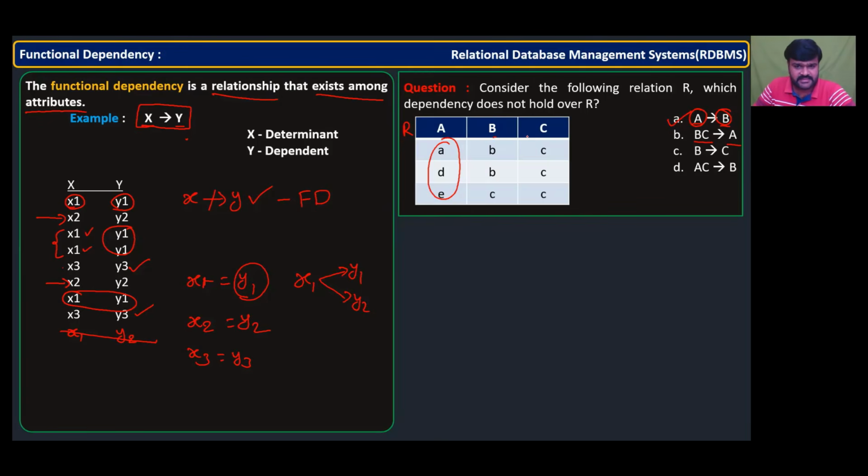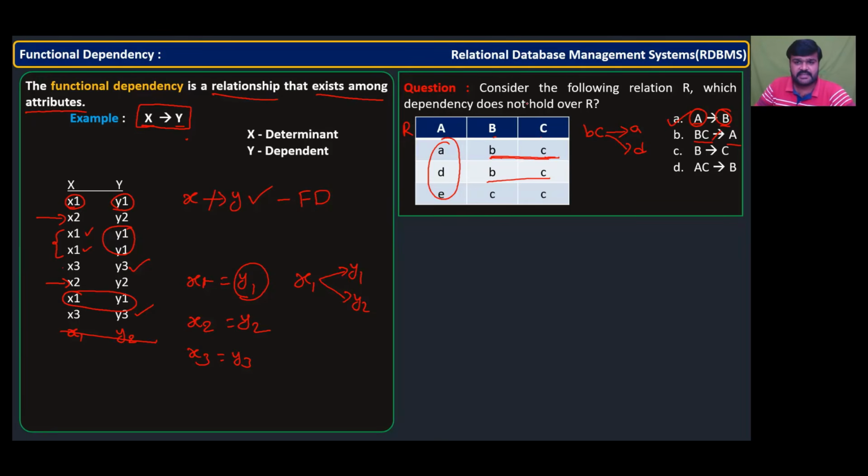So let us see BC together. Here BC, that together you have to see actually. So here BC and here also BC, there is the same combination. Whenever you have the same combination, it must derive the same value. Let us check. BC deriving A, here it is deriving A, and here it is deriving D. So this is not a valid FD, functional dependency.